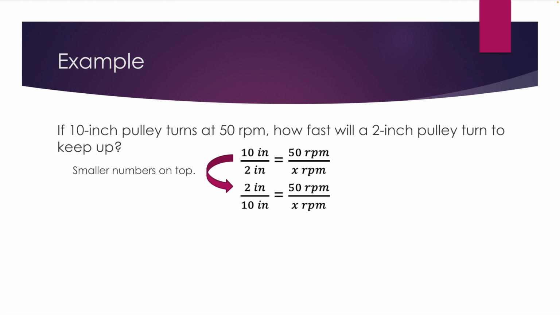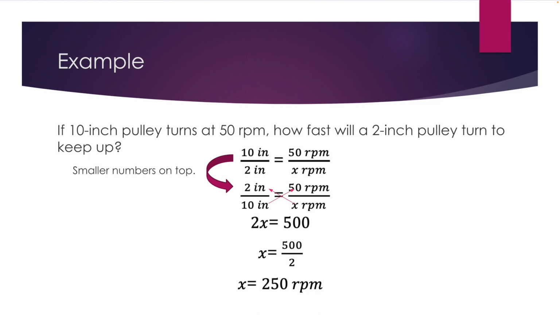Now that I have it set up properly, the actual completion of the question is the same regardless of whether it's direct or indirect. I'm going to cross multiply, and I get 2x equals 50, and then I'm going to divide by 2, and I get 250 RPMs.